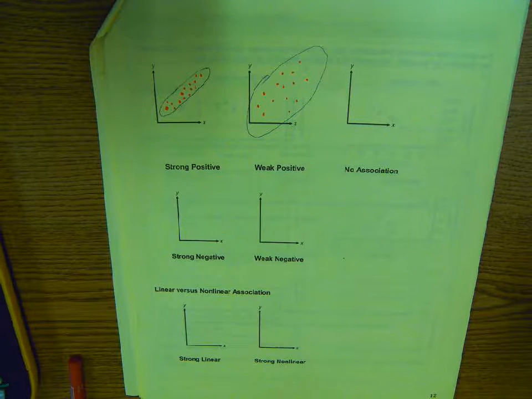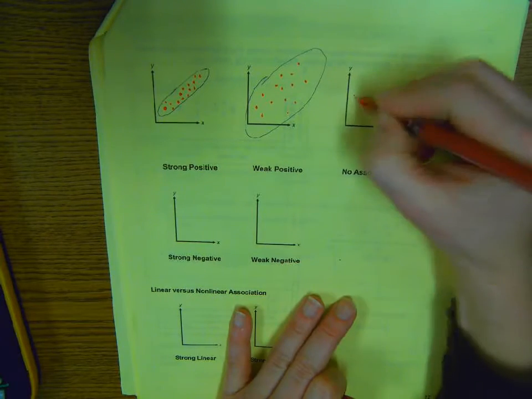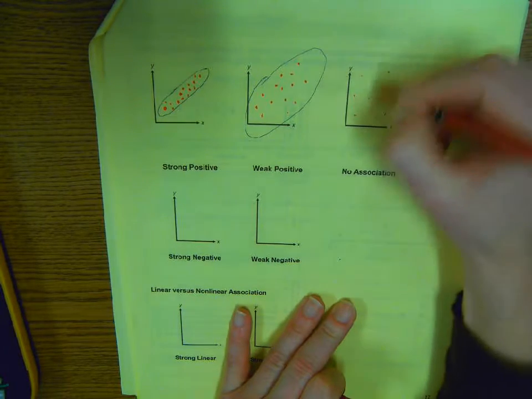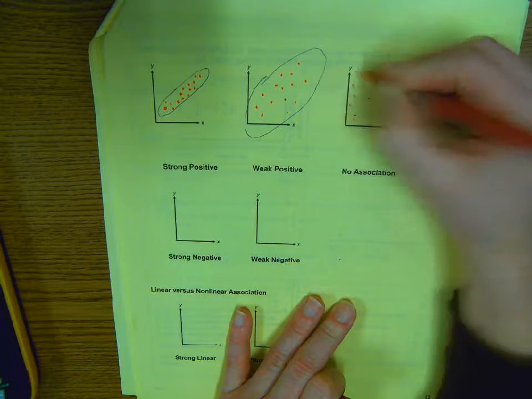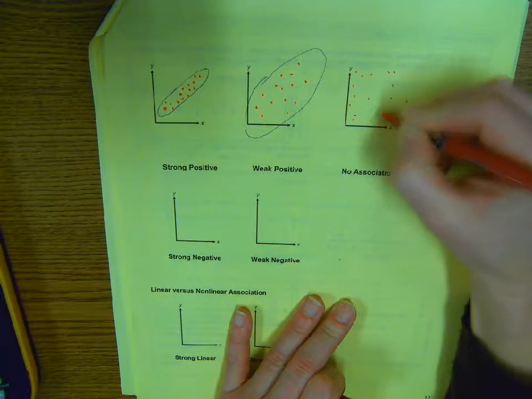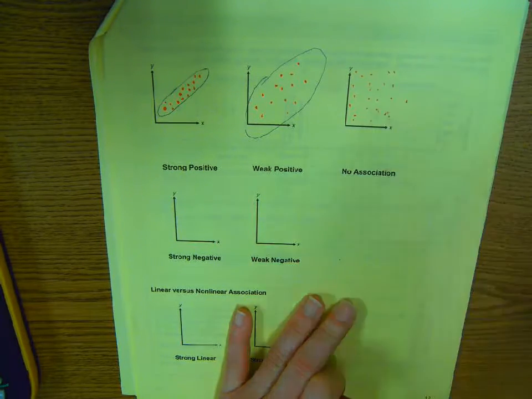No association. No association means there's none. Would just draw a bunch of points all over. No pattern.